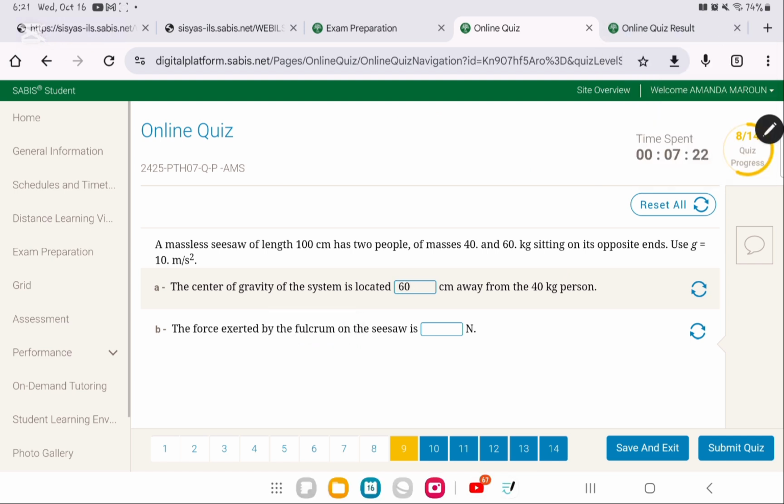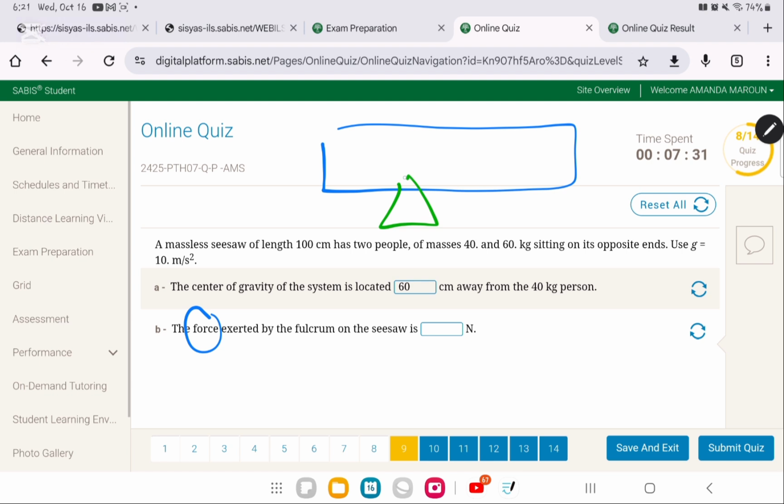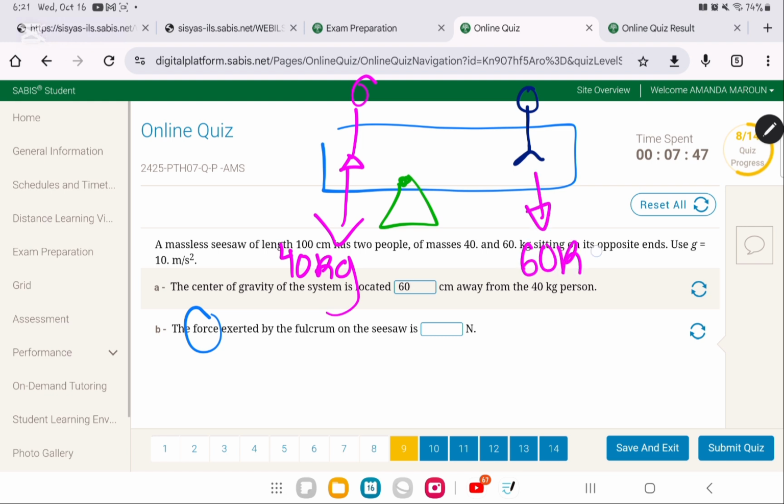Now, they are requiring the force exerted by the fulcrum on the seesaw. If you remember, this is our seesaw, okay? This was the fulcrum, for example. We have the girl over here in pink and the boy over here in blue, okay? We know that the girl is exerting 40 kg and the boy is exerting 60 kg. And the fulcrum is also exerting a force that we don't know, that we need to find. So what are we going to do?